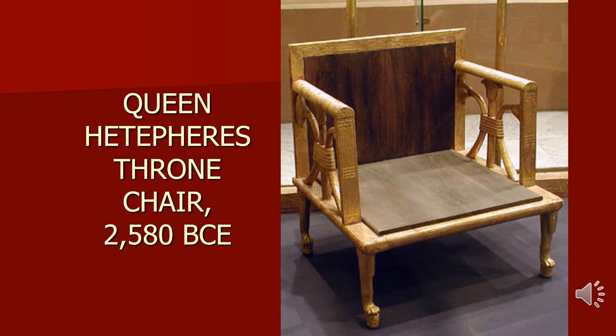You can see on the side it has a papyrus motif, and then it has these little lion paw feet as well, which is a symbol of royalty. Again, it's quite low to the ground, since most people sat on the ground. If you were on this very low throne, you were still a head higher than everyone else. So again, it's one of the oldest surviving pieces of Egyptian furniture.